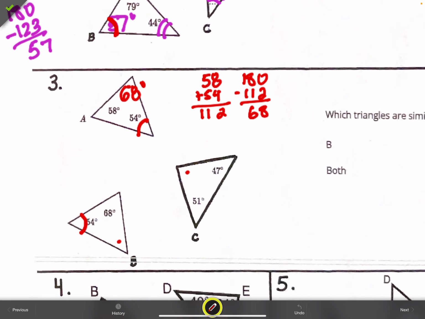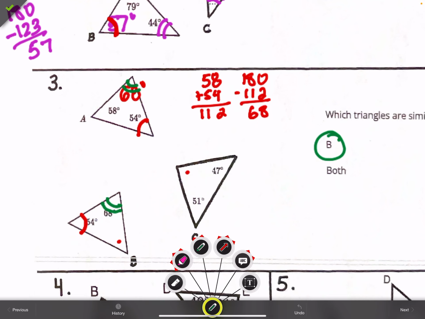Now, I do notice, where do I see another 68-degree angle? Right, down here. So I'm going to say this angle is congruent to this angle. Now I have two corresponding angles that are congruent from triangle A to triangle B. So A, I know, is similar to B. Okay, you can't eyeball these. You need to have the numbers to back you up.